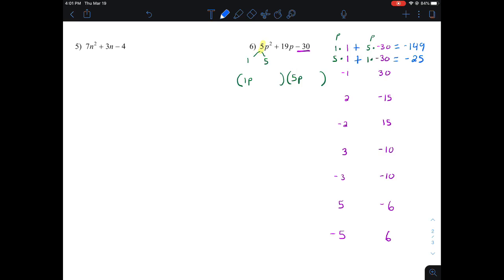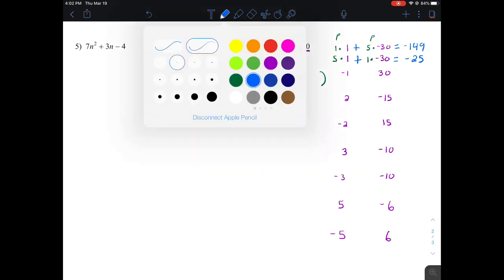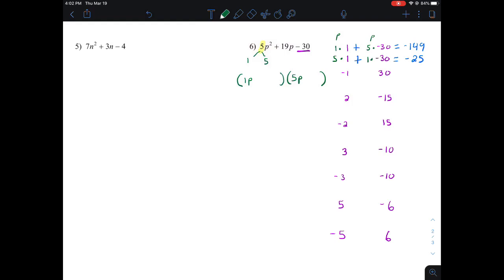So I have to go to the next set and say, all right, well, what if I made the 1 negative and the 30 positive?